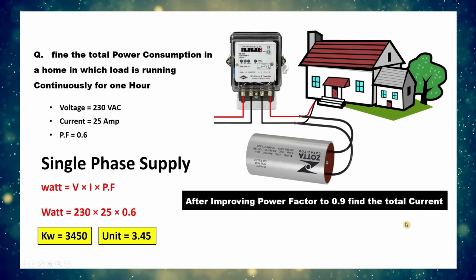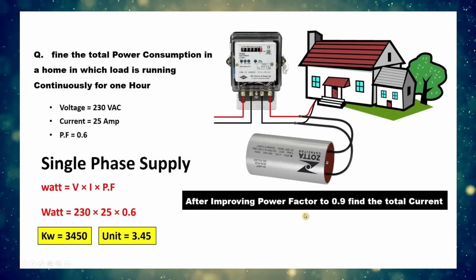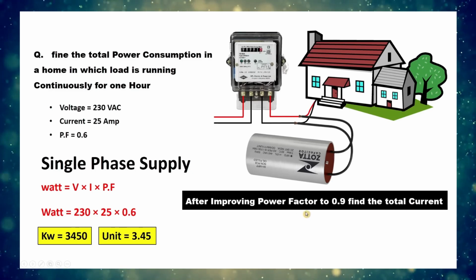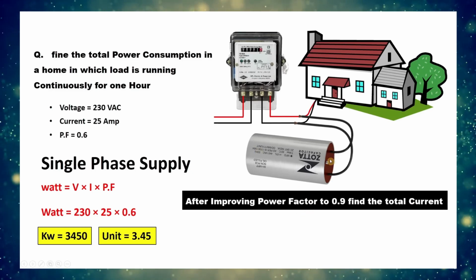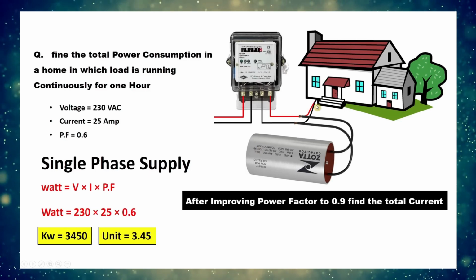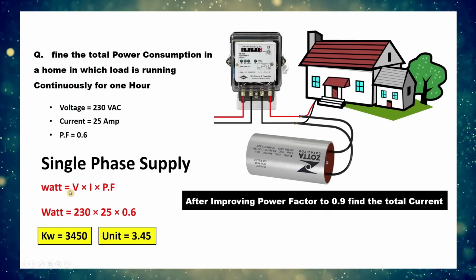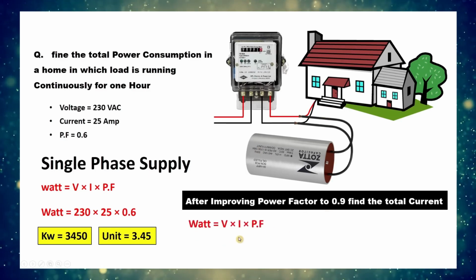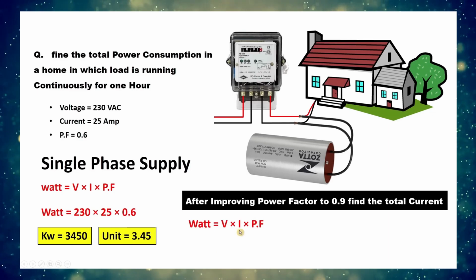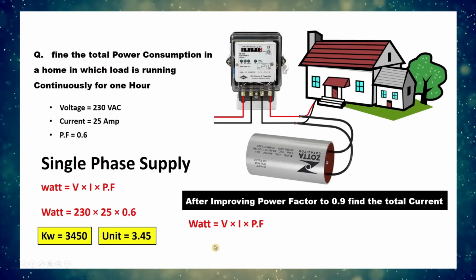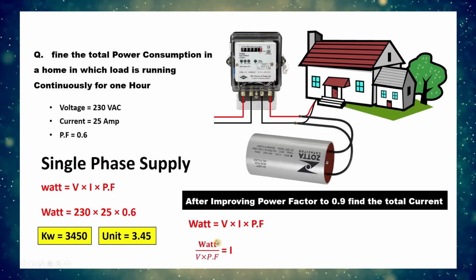Normally in our home, we connect motors, by which the power factor lags. If the power factor of your home is lagging, then to improve it, we connect a capacitor. So for this home with the power supply, we connected a capacitor so that the power factor will be improved. After improving the power factor, there are changes in current.